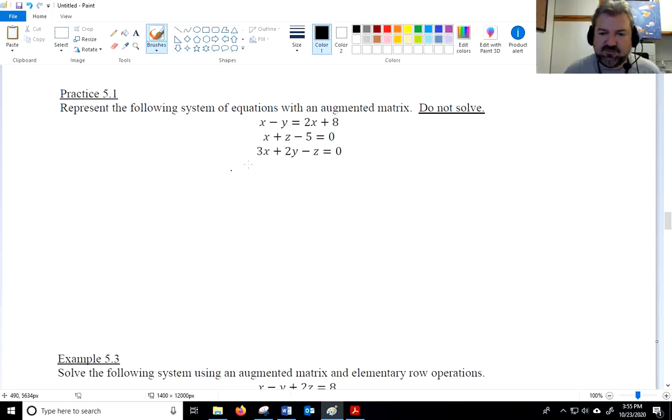Okay, so if you manipulate this equation, we would have negative x minus y, and then plus 0z equals 8. And then we have x, we have no y, so plus z, and then I'll move the 5 over here. Then we've got 3x plus 2y minus z equals 0.